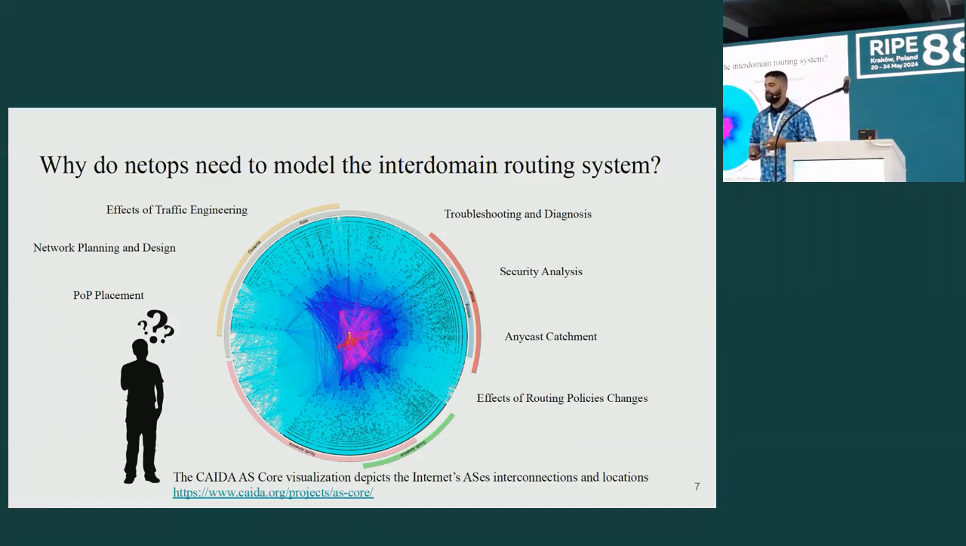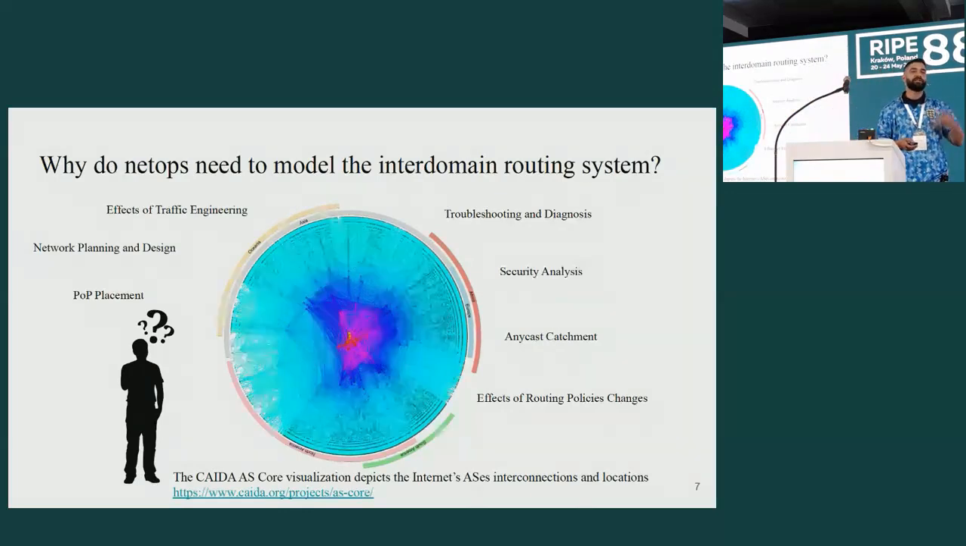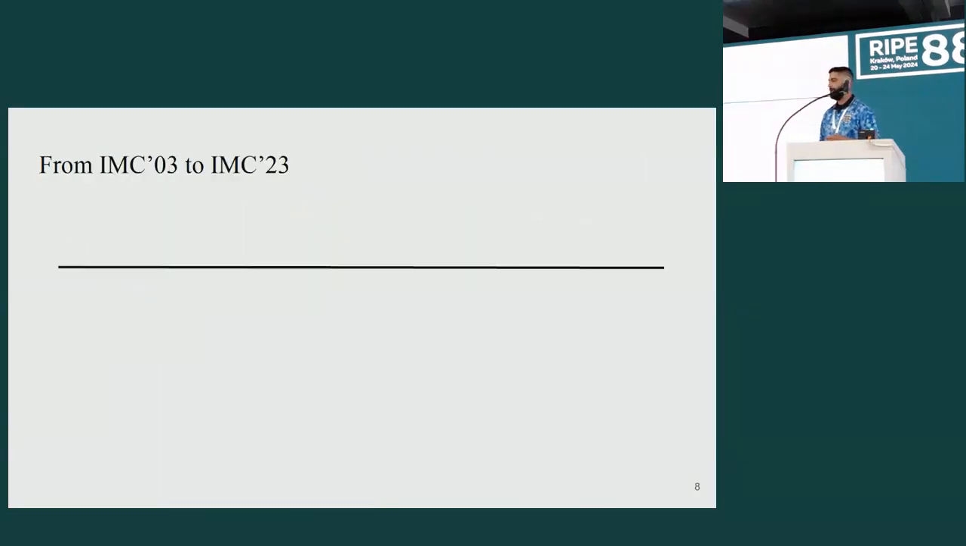Now, let's assume that I'm a network operator and I want to model the interdomain routing system. Why would I need to do that in the first place? There are many reasons. One would be to see the side effects of a traffic engineering strategy that I might follow, or I'm doing some routing policy changes and I want to see how that affects my network. I want to see what would happen in terms of resilience if a large DDoS attack happened in my network, or I would like to find the best geographic location to install the next data center or the next point of presence. So there are many reasons why a network operator would like to model the interdomain routing system.